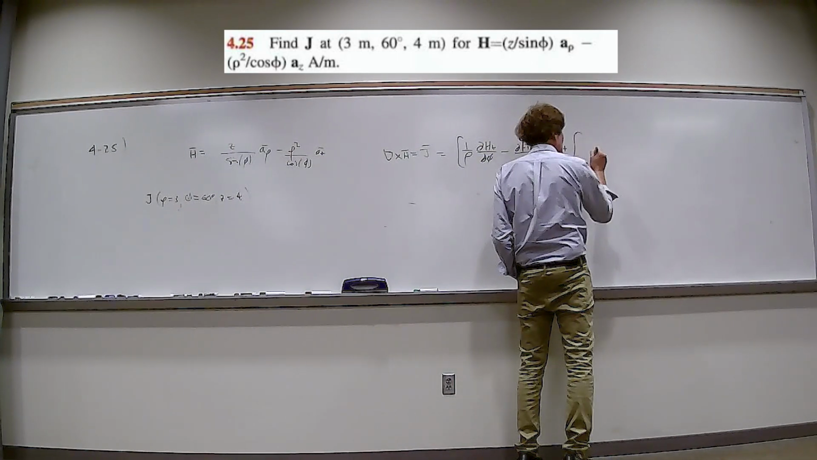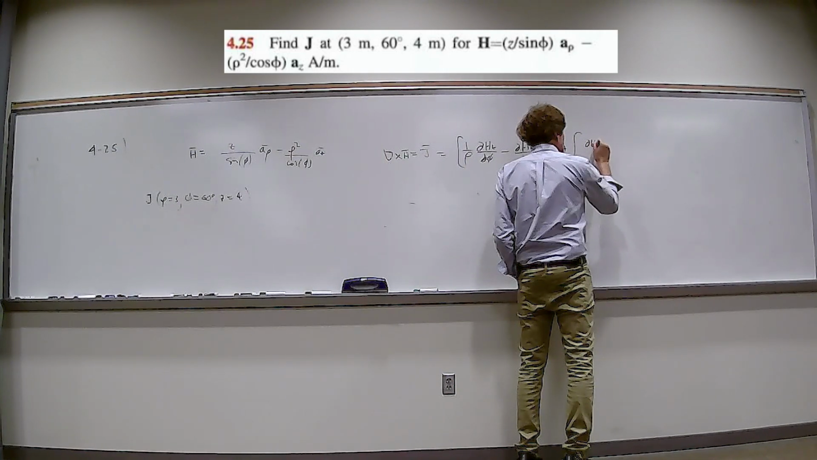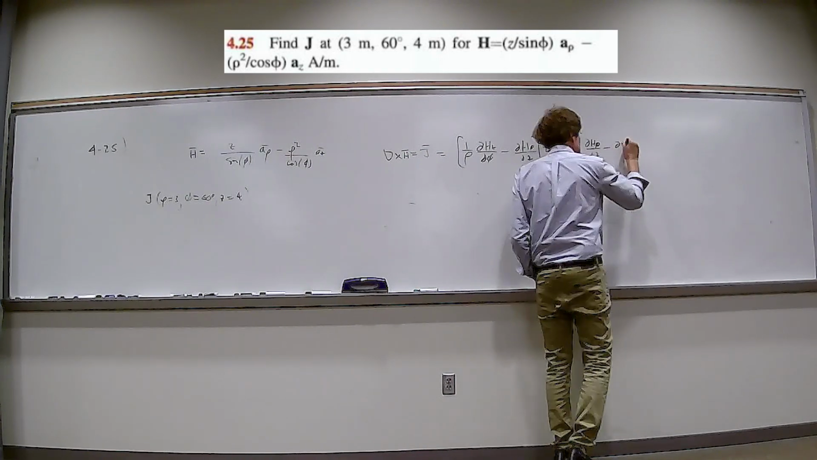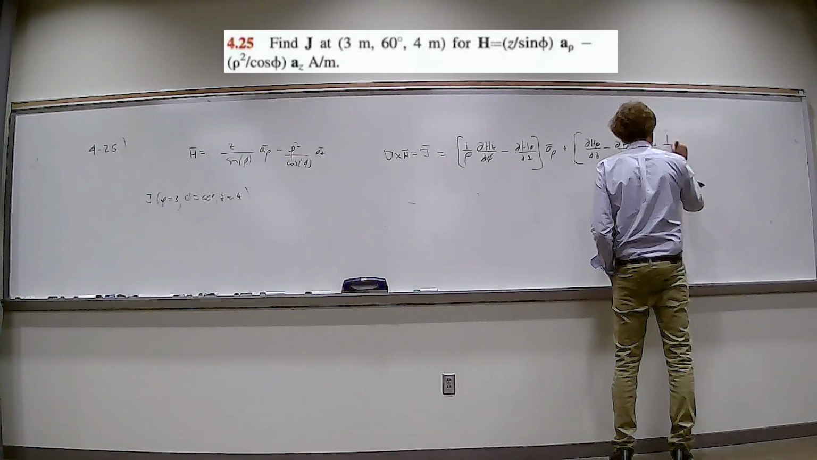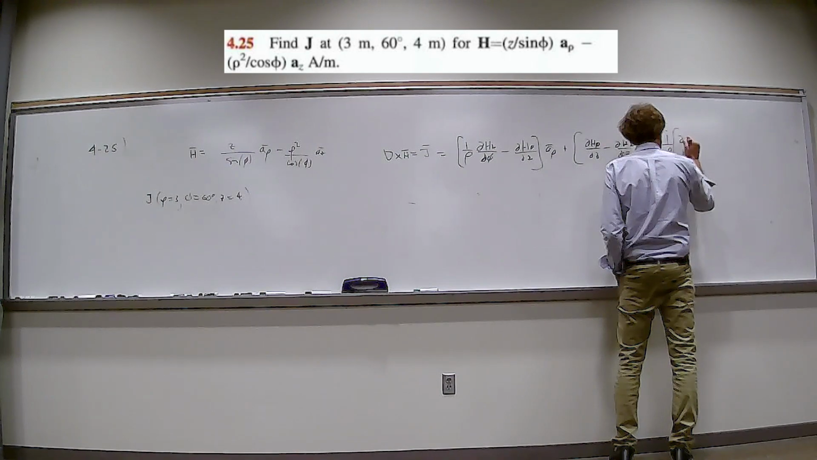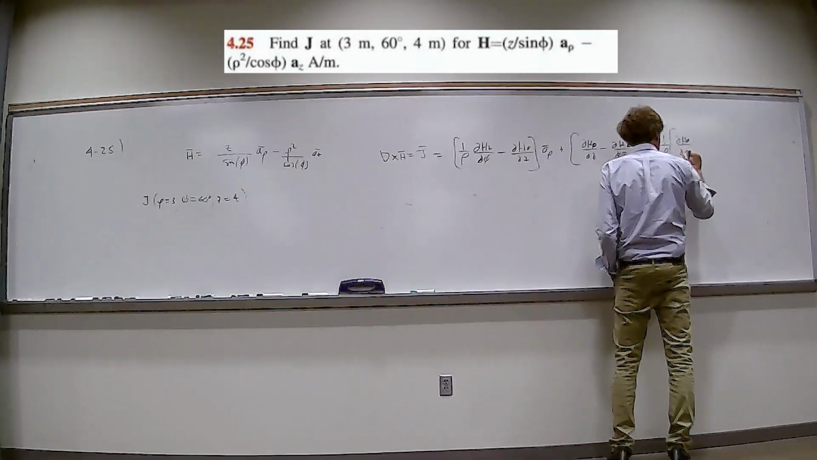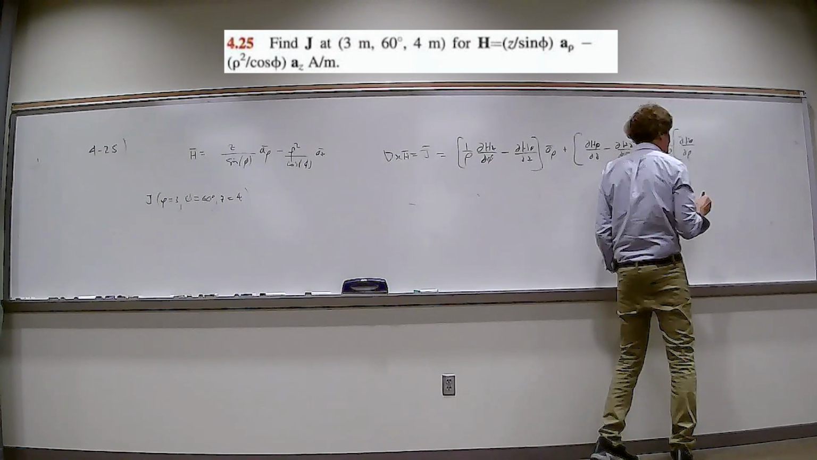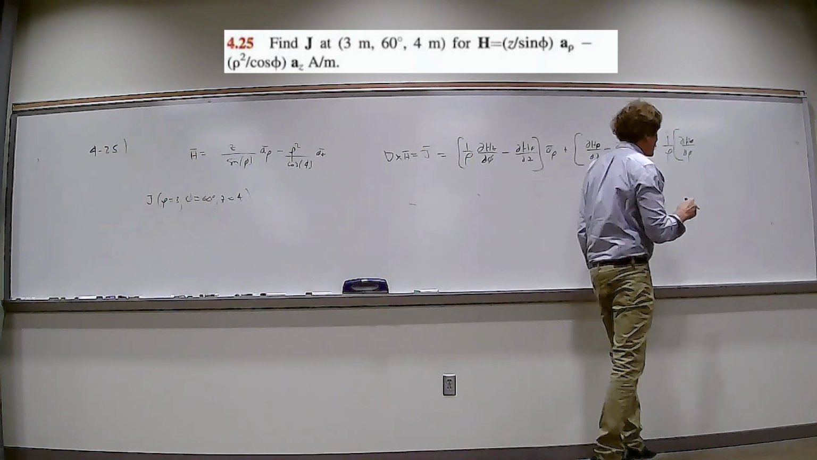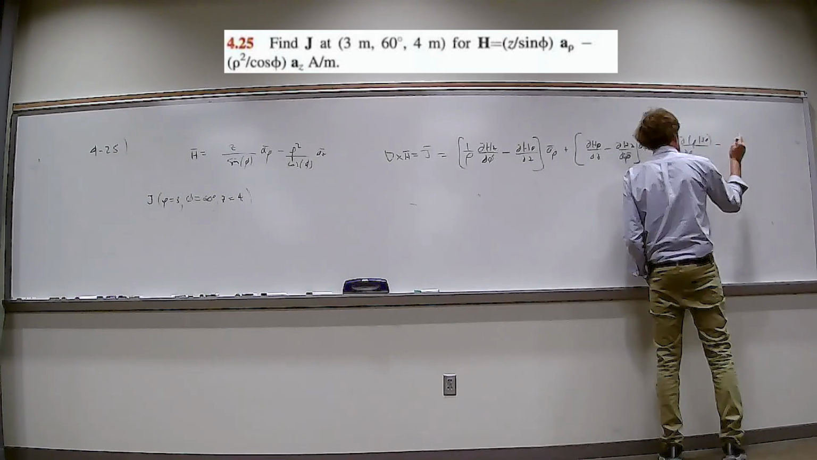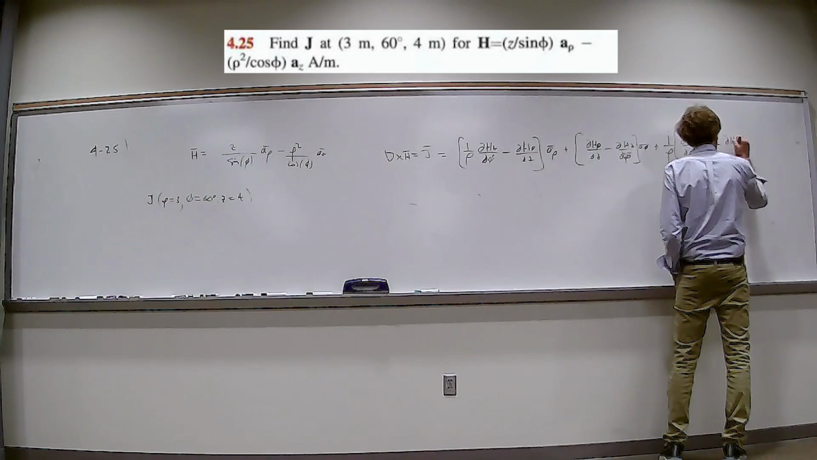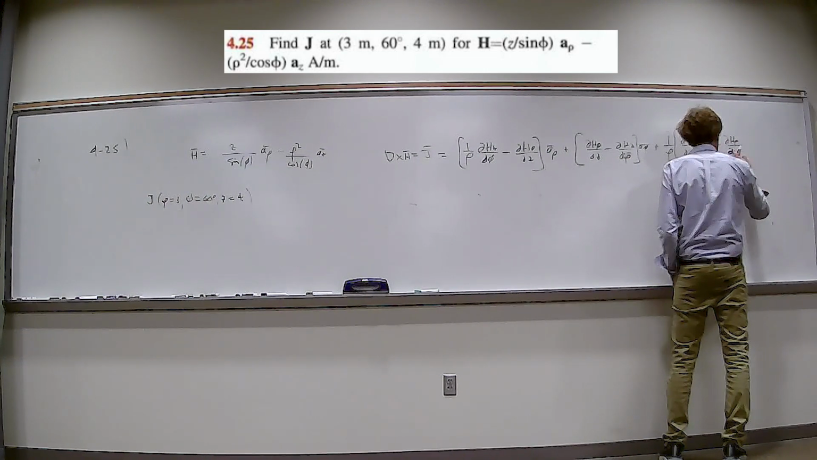Then plus, in brackets, dH rho over dZ minus dHz over d rho, in the A phi direction. Then 1 over rho, open bracket, d of rho H phi over d rho, minus dH rho over d phi, in the AZ direction.